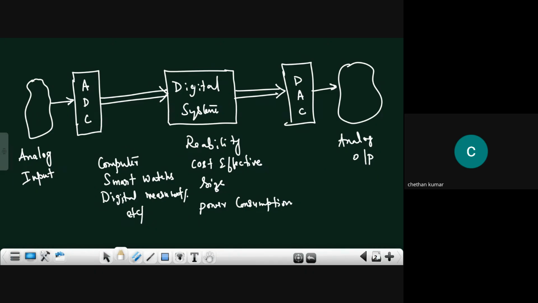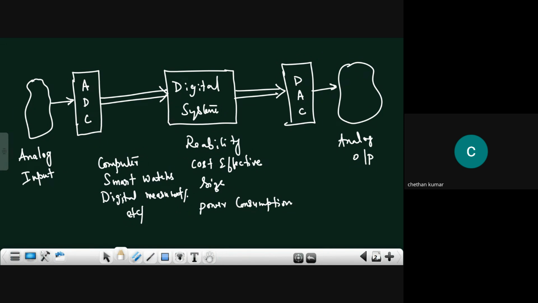Now, in this course, we'll understand the properties of a digital system, how to analyze a digital system, and how to build a digital system. I'm not talking about how to convert analog to digital and digital to analog, because that is an interface. End-to-end interface will be analog, but we should know how to build the systems.